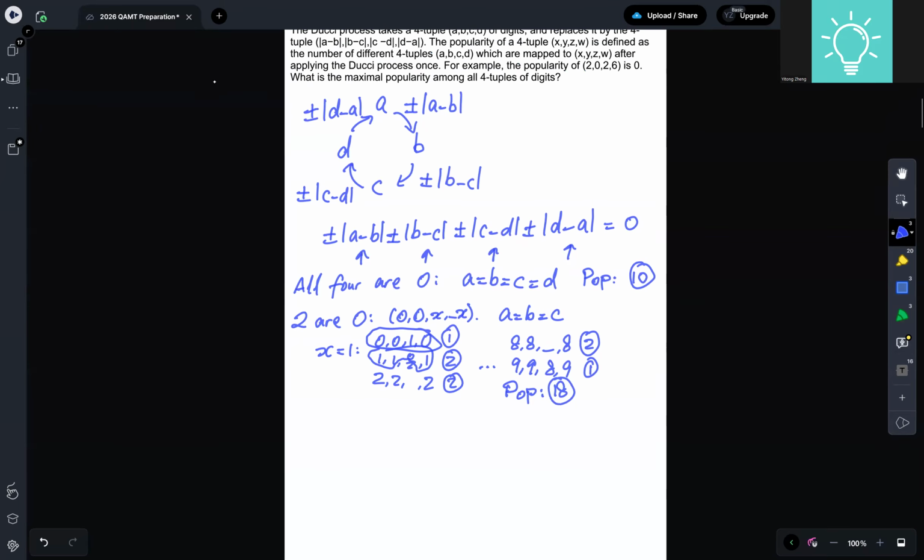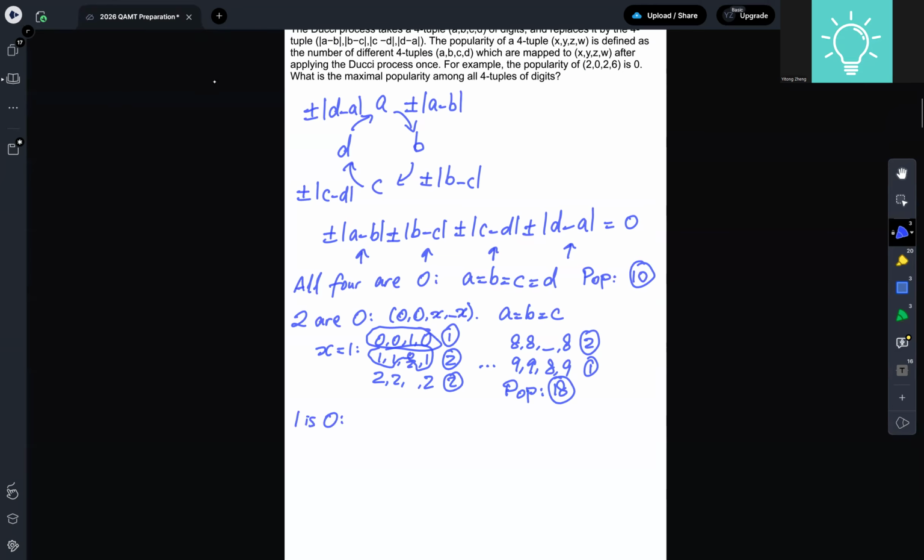Okay. Now, what happens if one is 0 and the other 3 are not? For example, if we have 0, A, B, -A, -B, or whatever that is. So, maybe I shouldn't use these variables. X, Y, minus X, minus Y. Minus X, minus Y, whatever that is. So if the absolute value of A minus B is 0, I can still say A equals B.